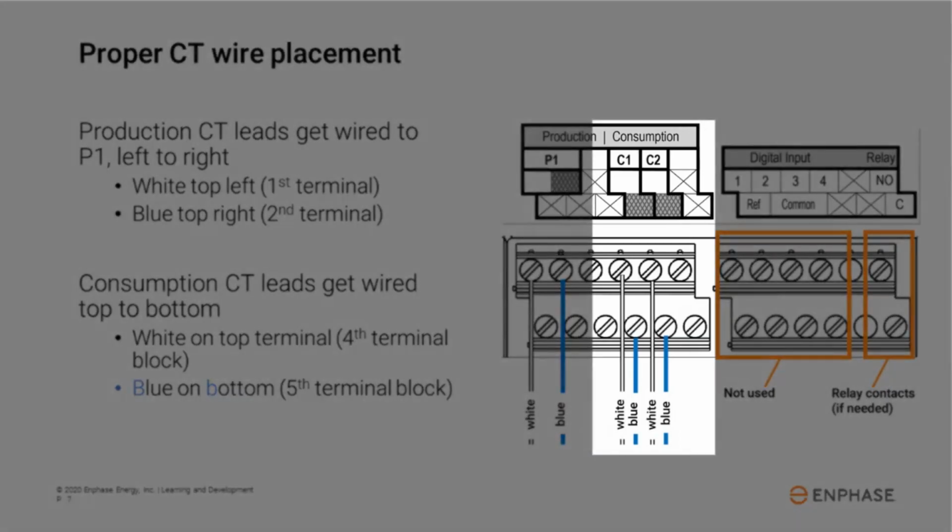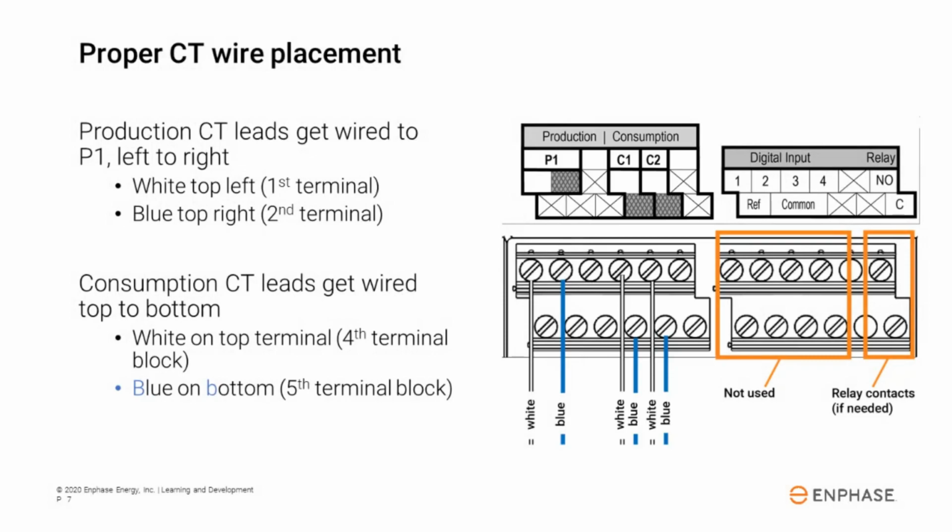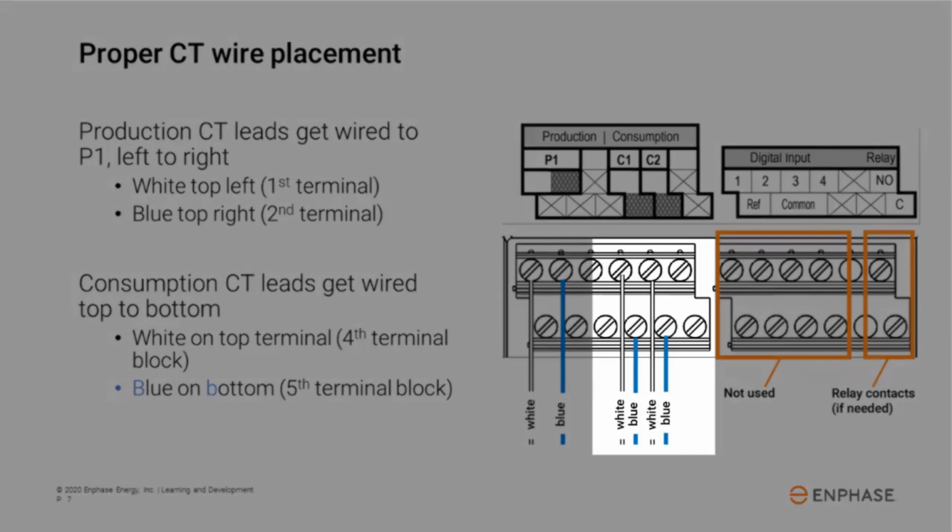When you install the consumption CT wires, use terminal blocks 4 and 5. These are noted as C1 and C2 on the sticker reference. C1 is the consumption CT going around your utility line 1. C2 is the second consumption CT going around your utility line 2 coming into the house. The white wires of each CT go on the top terminal block, and the blue wires of each CT go on the bottom terminal block. An easy way to remember this is blue wire, bottom terminal block.